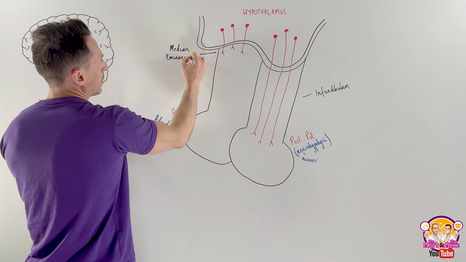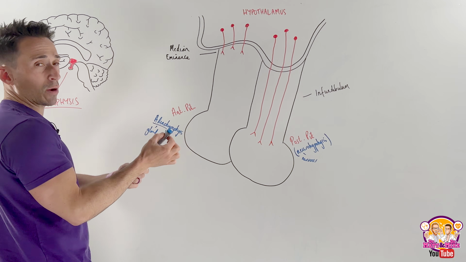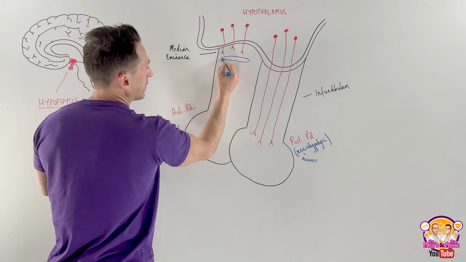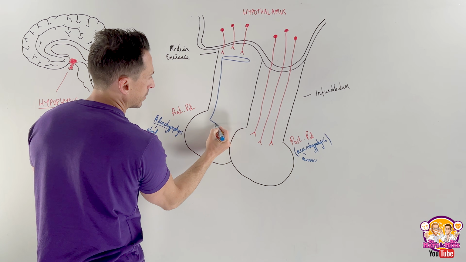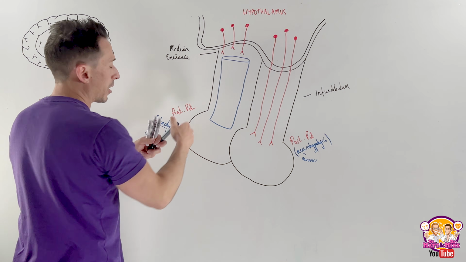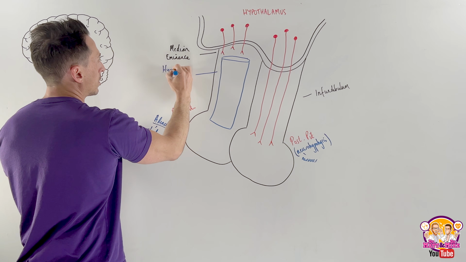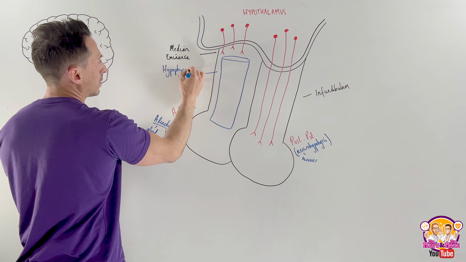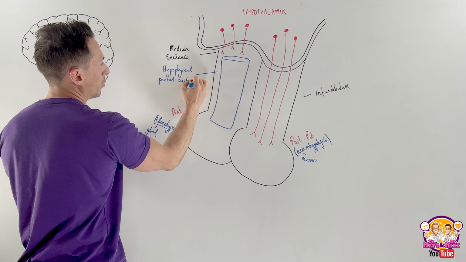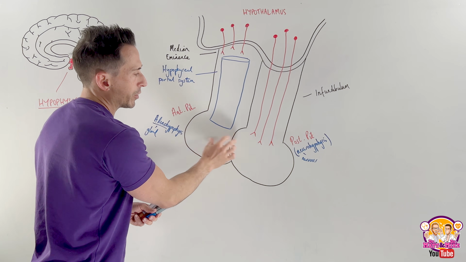Median eminence. And here at the median eminence, these neurons are going to communicate with a blood supply. And this blood supply will travel down to the anterior pituitary. This blood supply is called the hypophyseal portal system, sometimes called portal vein. Let's call it portal system. And then it communicates to the anterior lobe of the pituitary.